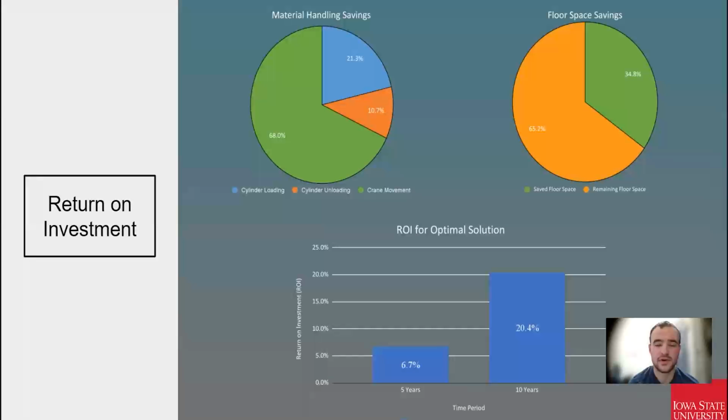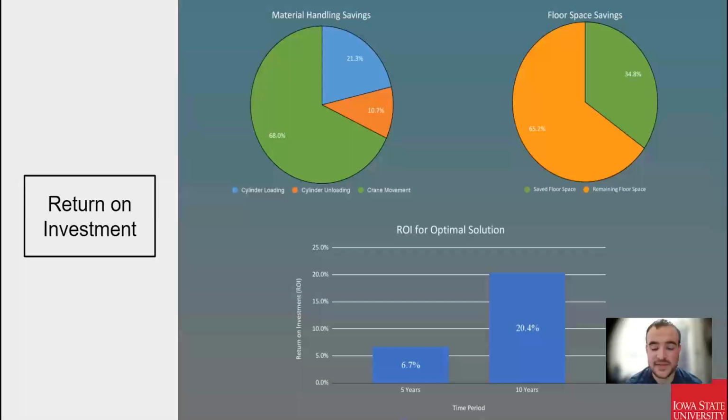We divided the return on investment for our material handling category into 3 subcategories. This consists of a 68% savings in crane movement, 21% of these savings are in the cylinder loading department, and 10% of these savings are within the cylinder unloading process. With respect to our objective for saving floor space, 35% of the status quo of floor space has been conserved with our solution implementation.